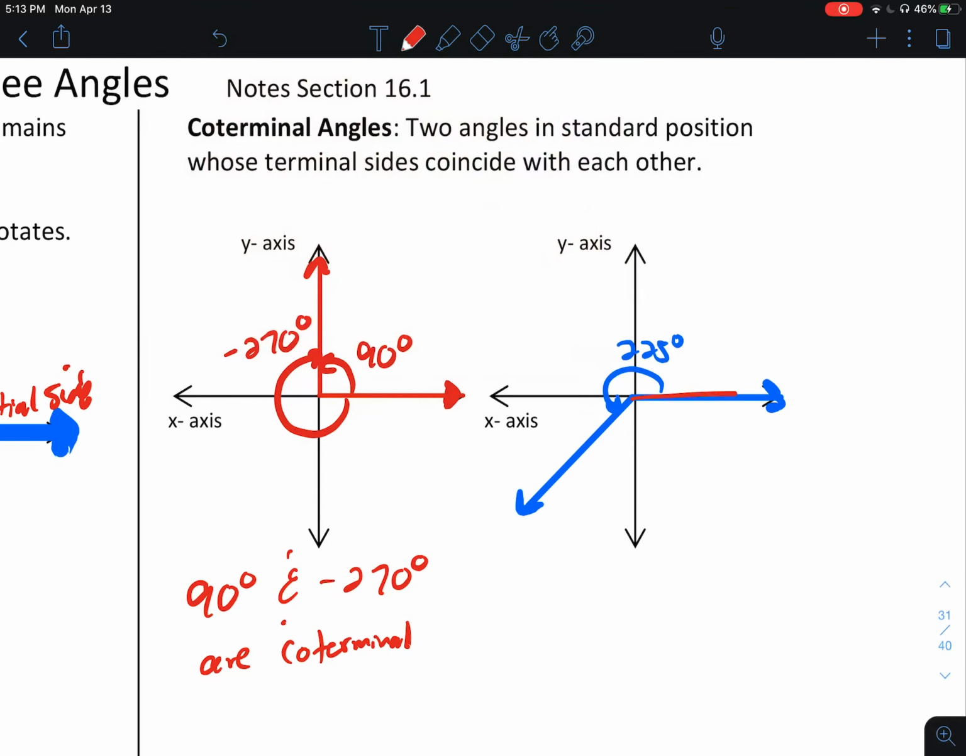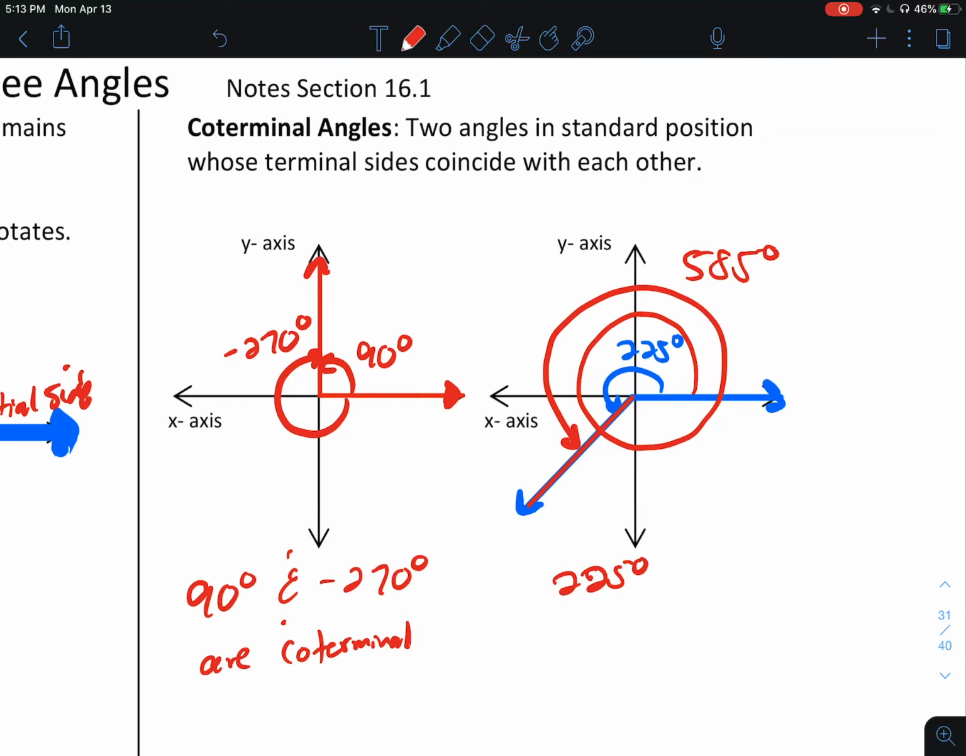We could get to that same terminal side by making a complete revolution, that's 360, plus 225 more. To denote that, we could draw that we went around and then around until we stopped right here. That would be 360 and 225. That would be 585 degrees. 225 degrees and 585 degrees are coterminal.